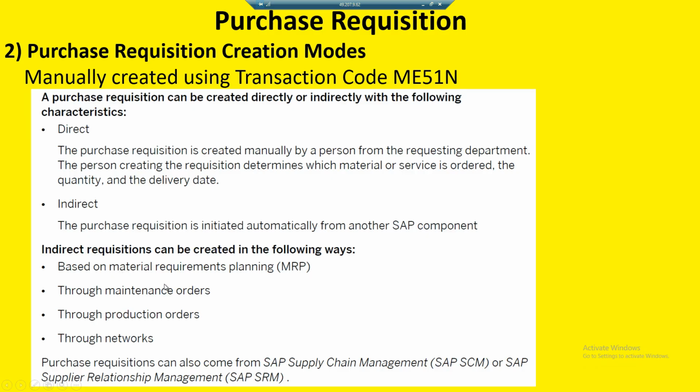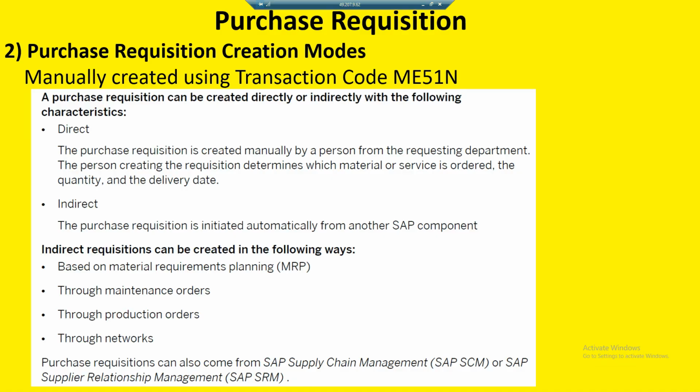Suppose we are working with materials requirement planning in SAP MM, that is consumption based planning. If you run MRP, the system will generate purchase requisitions. Those purchase requisitions are called indirect purchase requisitions. Through plant maintenance orders, you can trigger a purchase requisition. Through production orders also, you can trigger a purchase requisition. Through networks, SAP project systems networks, you can trigger a purchase requisition.